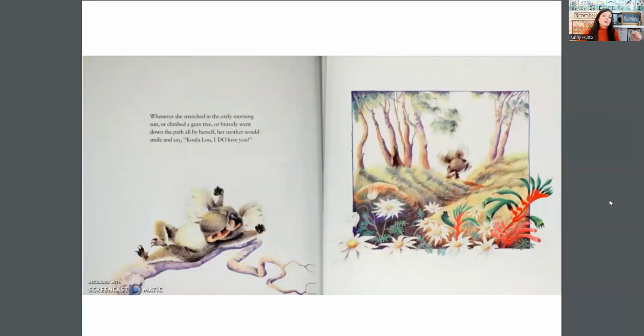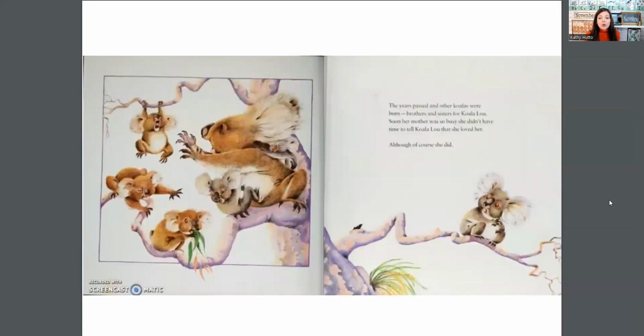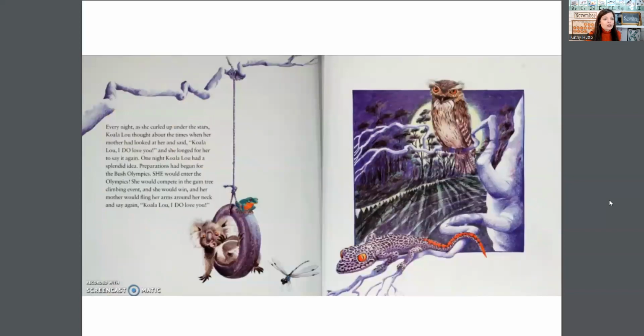Whenever she stretched in the morning sun or climbed a gum tree or bravely went down the path all by herself, her mother would smile and say, "Koala Lou, I do love you." The years passed and other koalas were born, brothers and sisters for Koala Lou. Soon her mother was so busy she didn't have time to tell Koala Lou that she loved her, although of course she did. Every night as she curled up under the stars, Koala Lou thought about the times when her mother had looked at her and said, "Koala Lou, I do love you," and she longed for her to say it again. One night Koala Lou had a splendid idea.